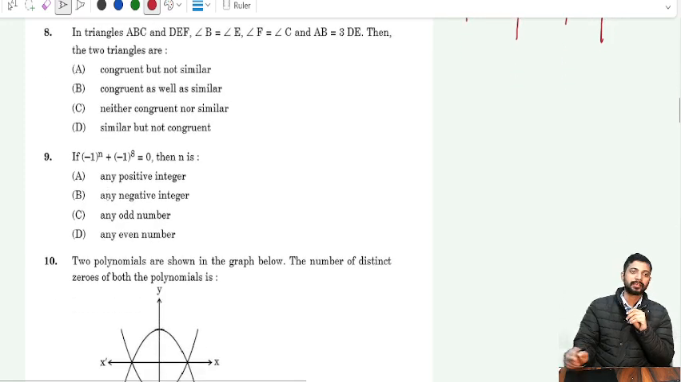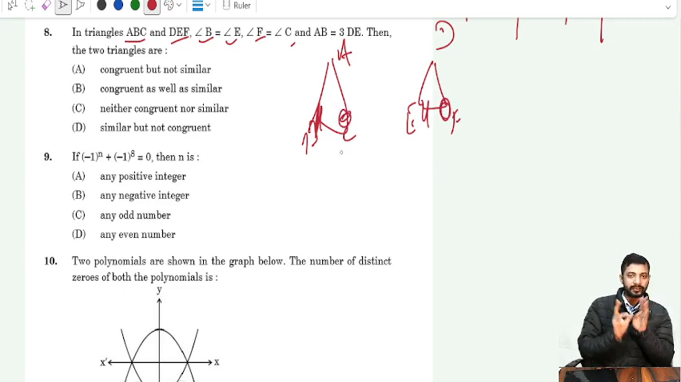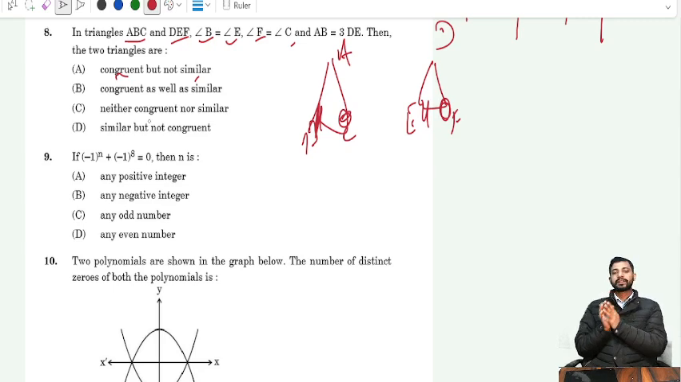Next question, in triangles ABC and DEF, let's draw random triangles ABC and DEF. It is given that angle B is equal to angle E, and angle F is equal to angle C. Here congruency and similarity concepts will be used. If two angles are equal, it means by default the third angle will also be equal. So by AA similarity, the triangles are similar. So triangle ABC and triangle DEF are similar.